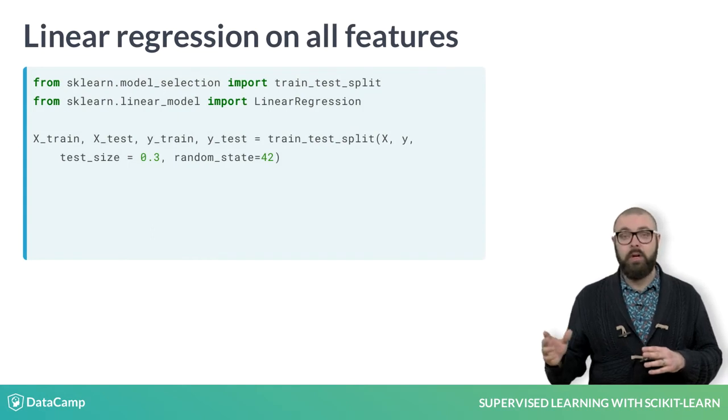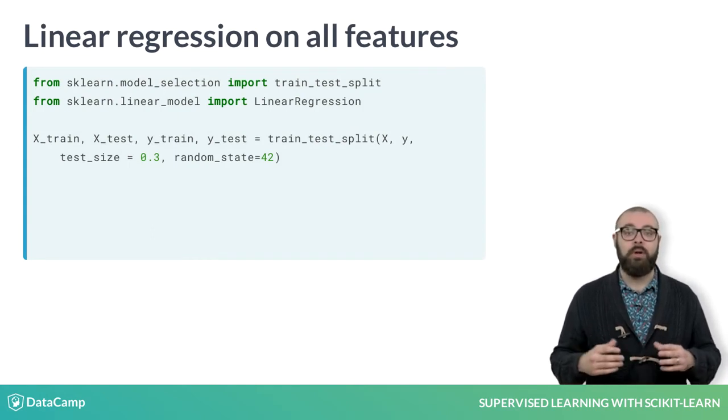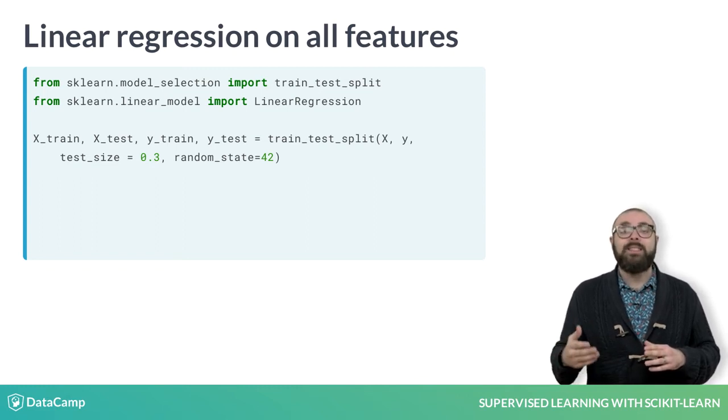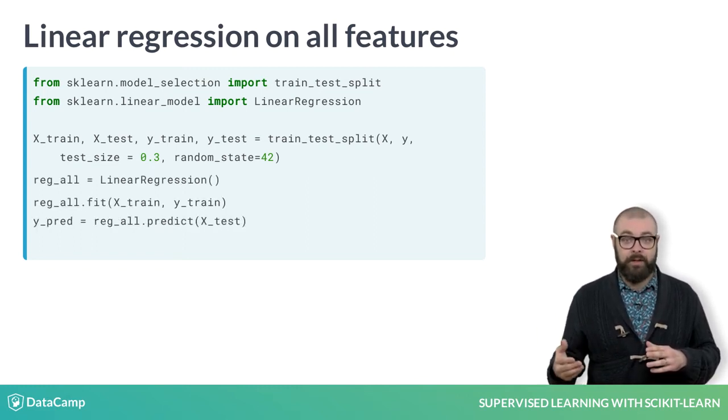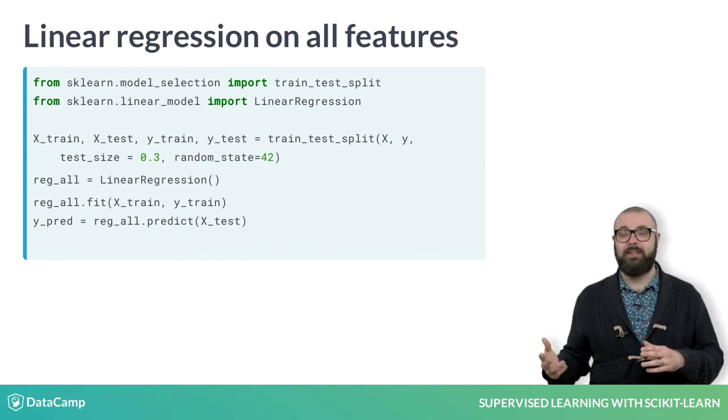In this code, we are working with all the features from the Boston housing dataset. We split it into training and test sets. We instantiate the regressor, fit it on the training set, and predict on the test set.